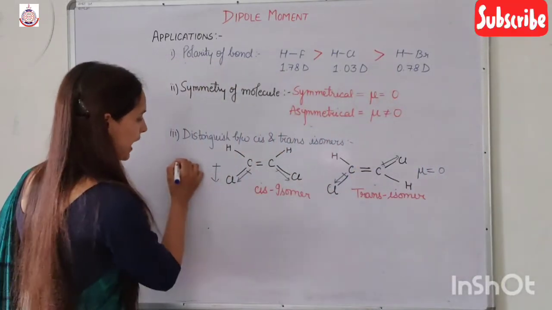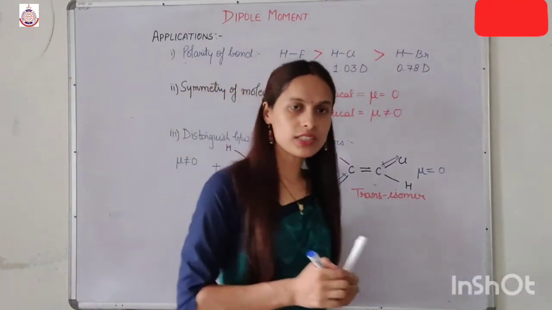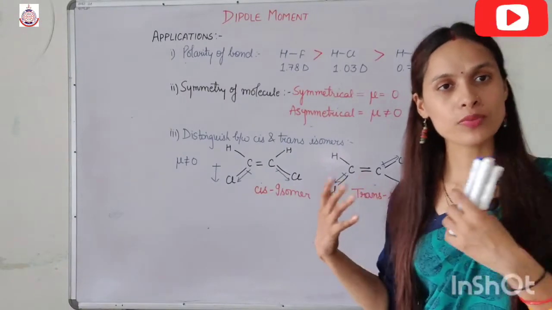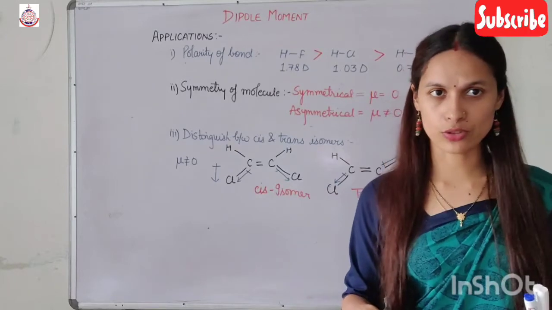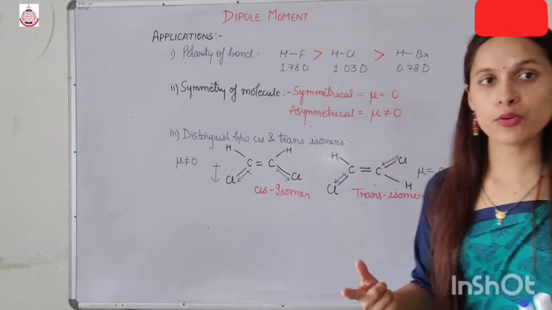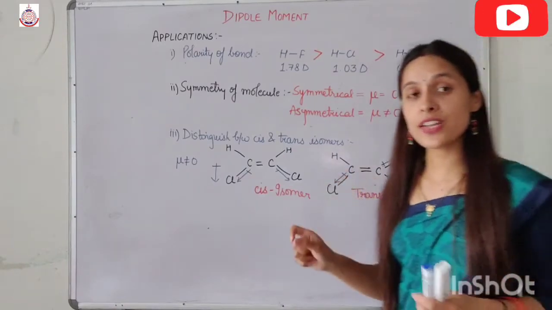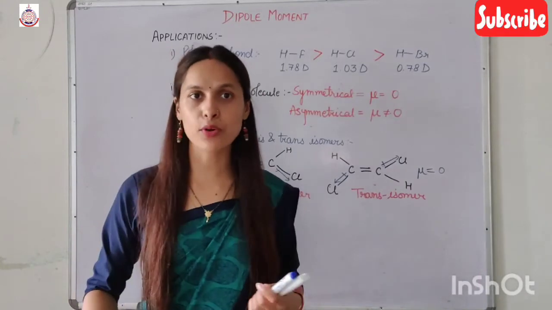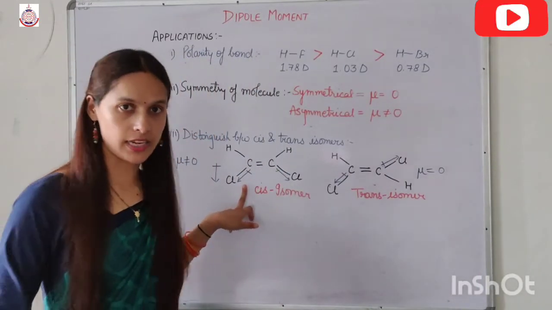So if we have cis and trans isomer, and if we want to distinguish cis isomer from trans isomer, then we calculate the dipole moment of those isomers. If we get zero dipole moment for a particular isomer, then it should be trans. And if we are not getting zero dipole moment, if we are getting some value of dipole moment, then the cis isomer is there.